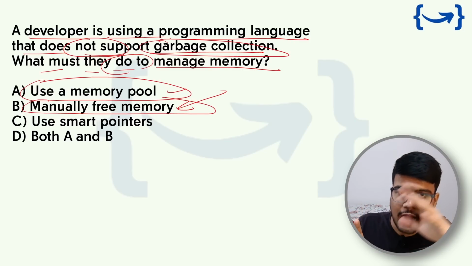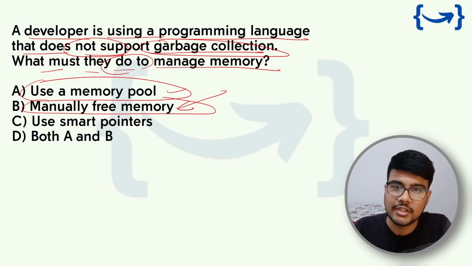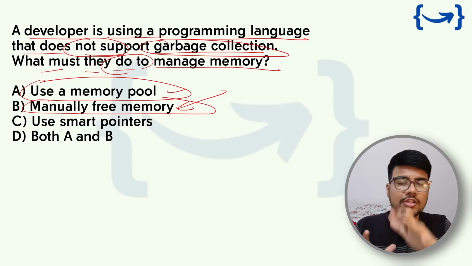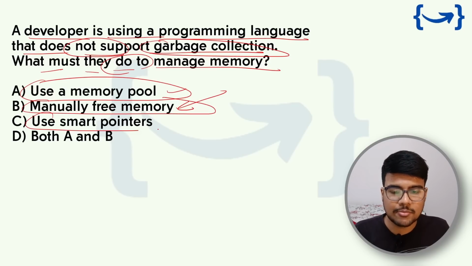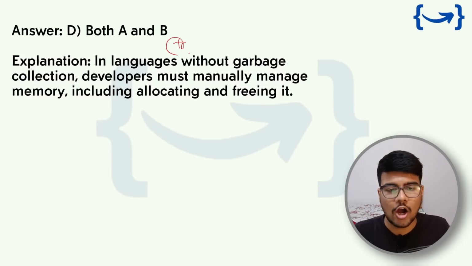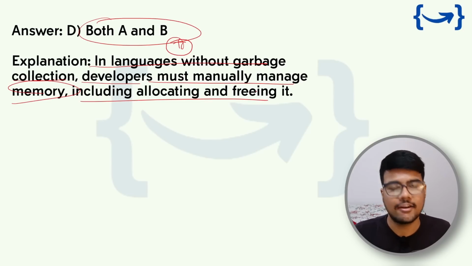See, they are creating new questions, but the topics are the same, and they ask you new stuff around them. So you need to study around all these topics asked in this video and in the previous video. Use smart pointers? No, it is not that option. So both A and B are the right option, guys. So yeah, plus one mark. Again, how many marks did you get till now? Please calculate it and let me know in the comment section. So both A and B. In languages without garbage collection, developers must manually manage memory, including allocating and freeing it.